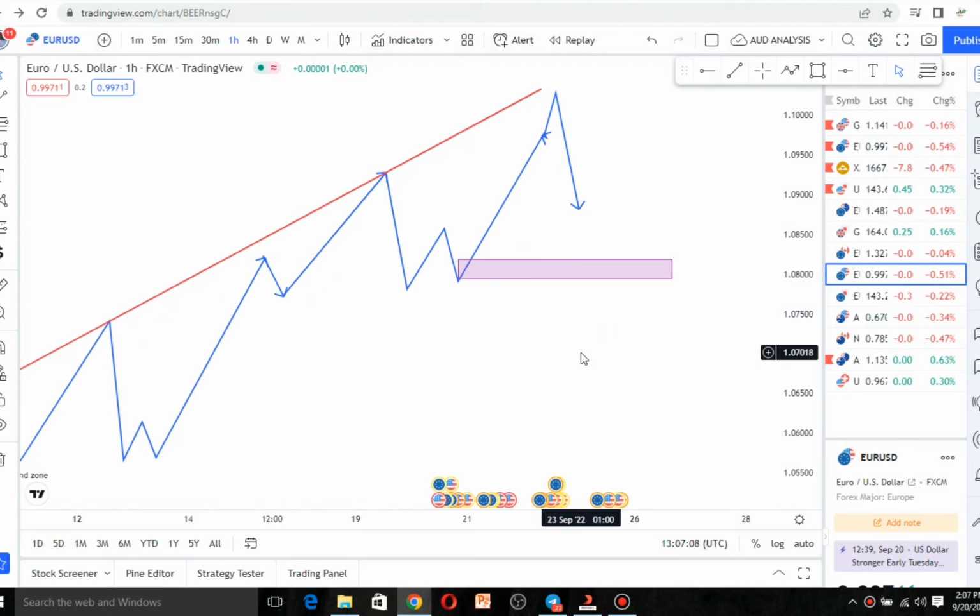Additional information: when you are trading the trend line and you see the first breakout or the first retest of the trend line, that does not mean you should trade the trend line or enter the trade yet. The market will surely come back to that area.